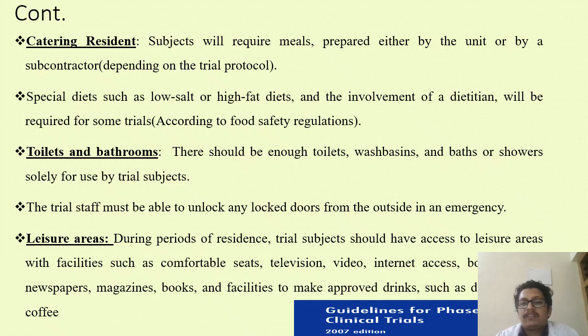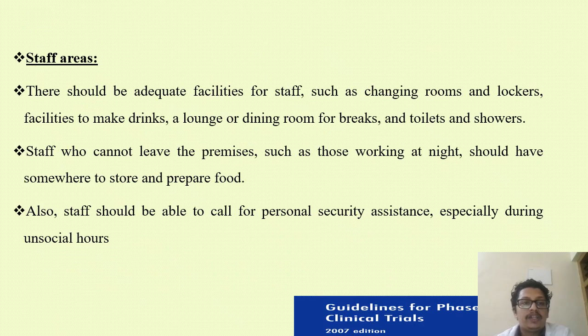During the period of a resident trial, subjects have access to the leisure areas, with facilities like comfort seats and televisions, video, internet, newspapers, magazines, books, and facilities to make approved drinks and other short meals. In the staff area, there should be adequate facilities for the staff, such as a changing room with lockers and facilities to make drinks, a lounge or dining room for breaks, and toilets and showers. Staff who cannot leave the premises, such as those working nights and shift duties, should have some facility to store and prepare food.